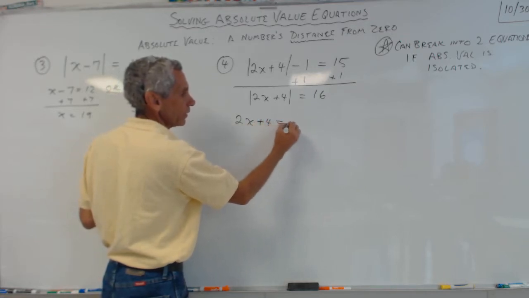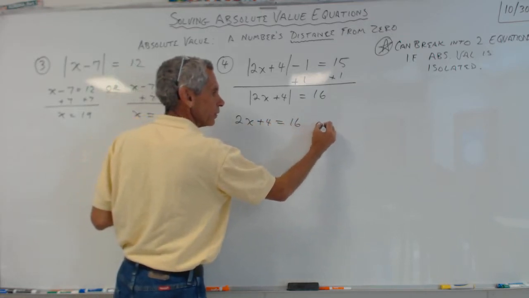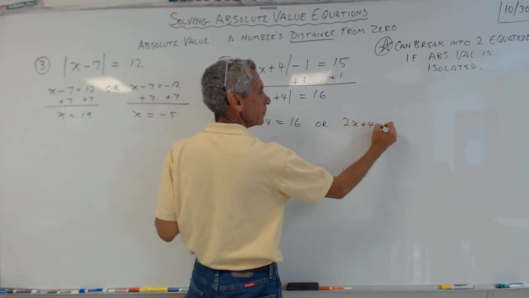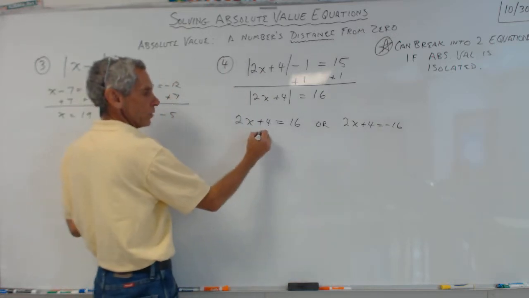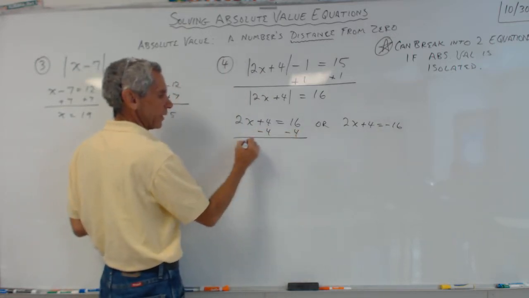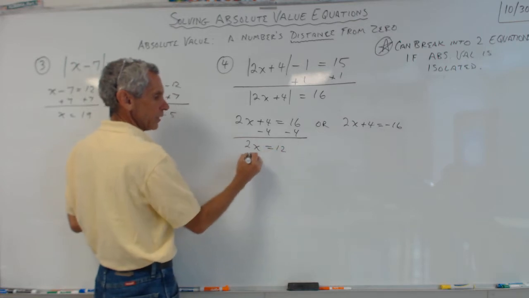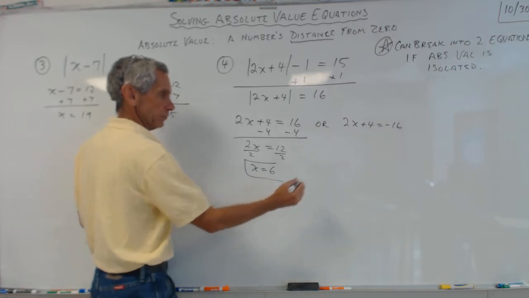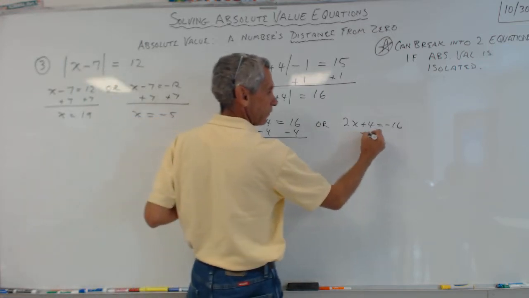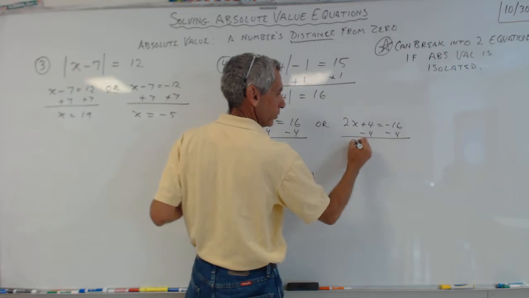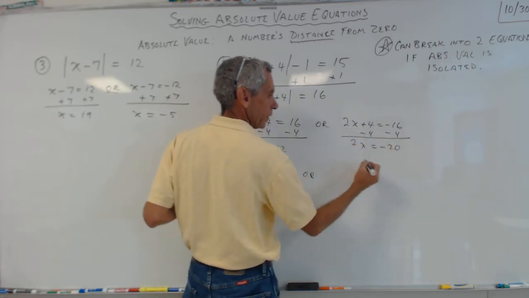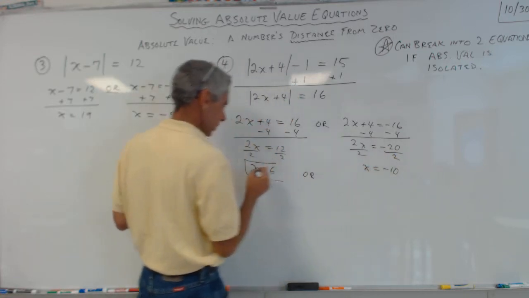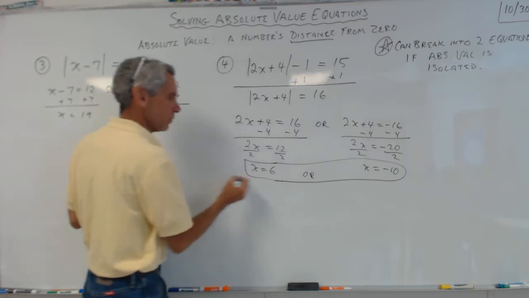2x plus 4 is equal to 16, and what would I put for the other one? Or 2x plus 4 equals negative 16. You got it. So now we're going to subtract 4, that gives me 2x is equal to 12, and then divide by 2, x is equal to 6, right? Or subtract 4, 2x is equal to negative 20, divide by 2, x is equal to negative 10. There's my answer.